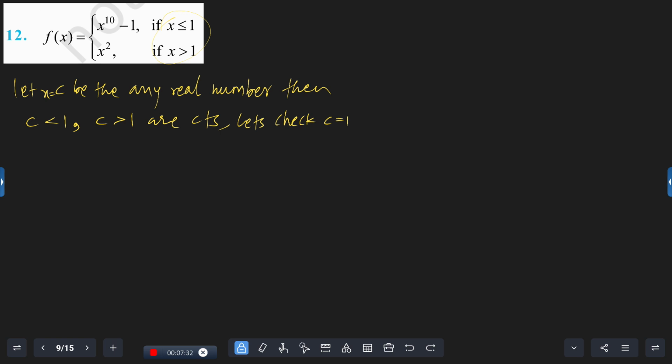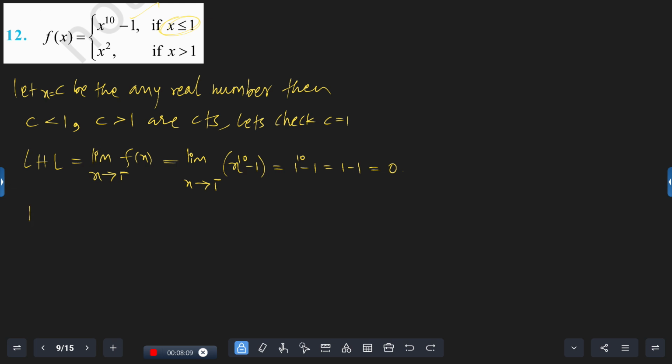So function value we will find later. Now first the left hand limit: limit x tends to 1 minus of f of x. What is that? Limit x tends to 1 minus means 1 and below. 1 and below means x power 10 minus 1, which is equal to 1 power 10 minus 1, equal to 1 minus 1, equal to 0. Sir, 1 power 10 is 1, sir.